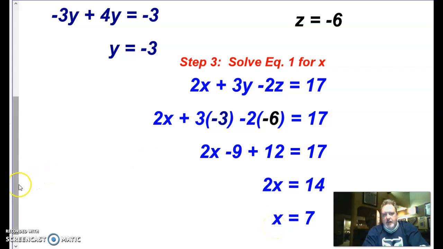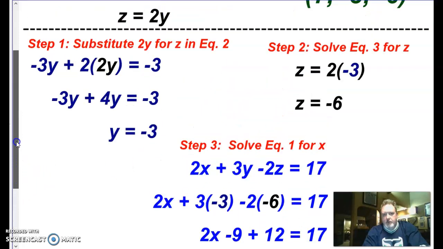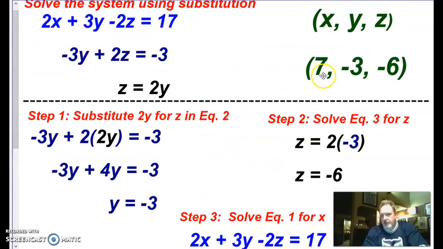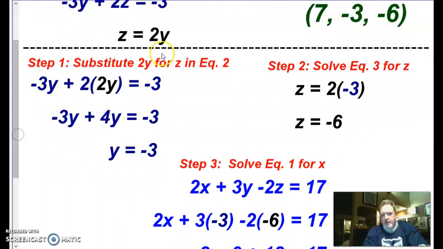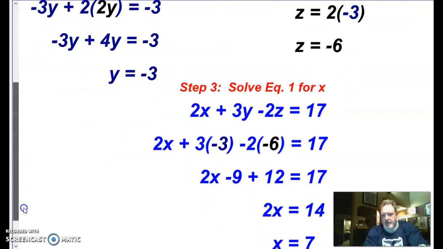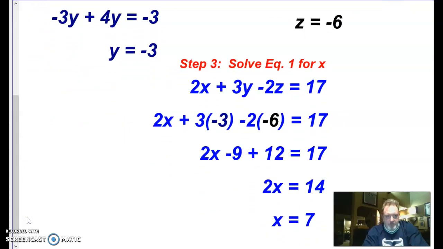Again, just like two equations, two variables, when you get done with that, you want to make sure that you write your ordered triple. So always finish by writing your ordered triple. Again, we knew z was 2y, plug it in. That allowed us to solve for y. Once I have y, I can plug back in for z, and then plug them both into the top equation to get x.